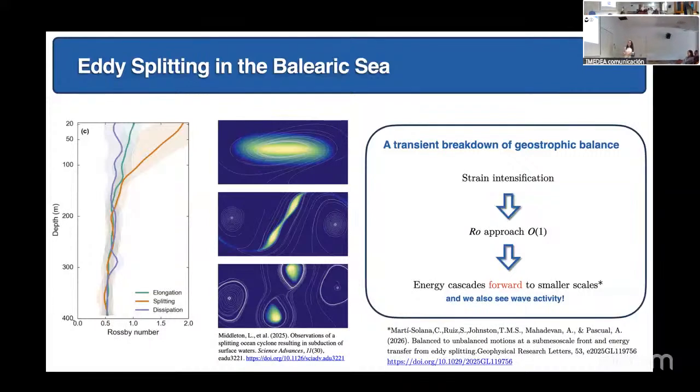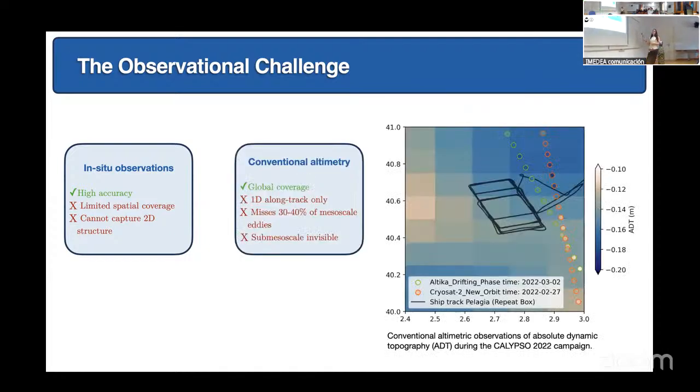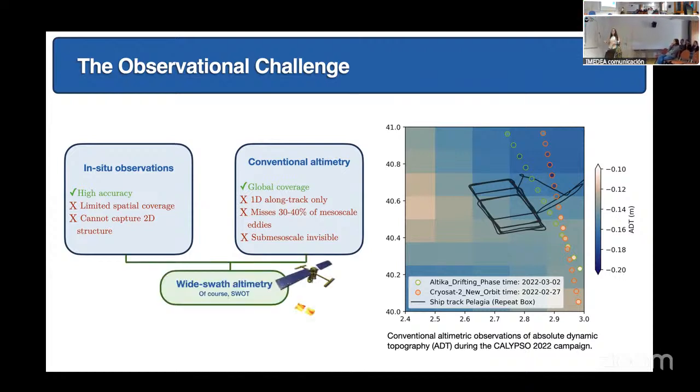So yeah, that's the first part of the talk, where we use in-situ data. We show that it has high accuracy because we could track a lot of information from that eddy splitting, but it has limited spatial coverage, and we can't capture the 2-dimensional structure of the eddy. We can ask, maybe we can use conventional altimetry, but we have a problem: this was the conventional altimetry signal of that campaign, so we don't see anything. But we can combine the best of both worlds and use wide-swath SWOT altimetry, that is, the SWOT satellite.